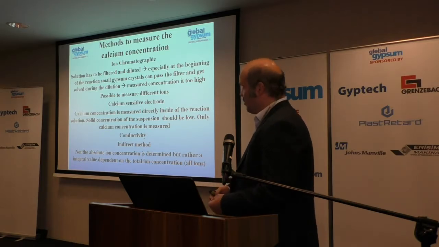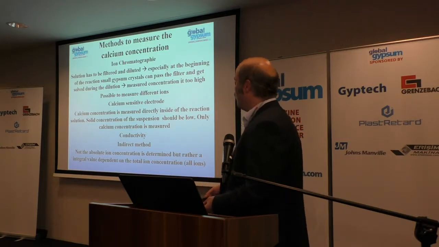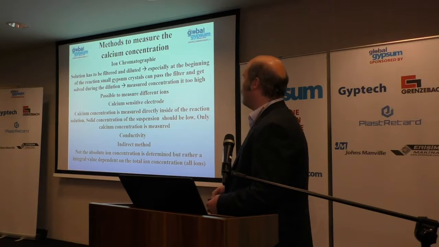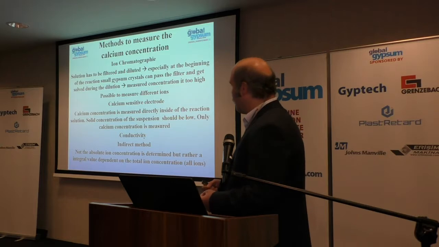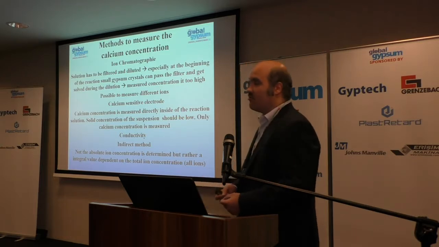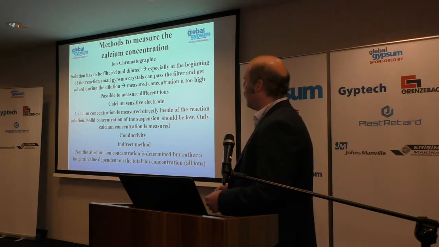And then you dilute your stuff and you dissolve them, so you get a higher concentration compared to the one which is really inside of the solution. But you also get information about other ions inside of it, like sodium, potassium, and whatever. So it's sometimes important to do that. With a calcium-sensitive electrode, you get direct information of the calcium concentration, but only calcium in the solution. That's a good technique for getting some information.